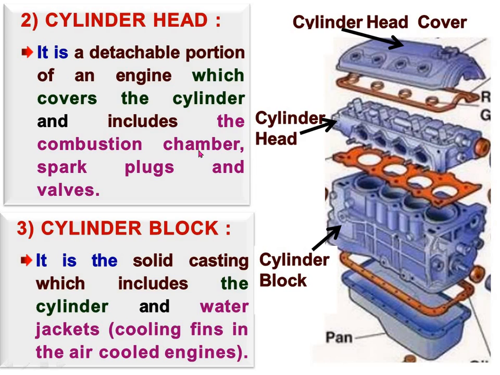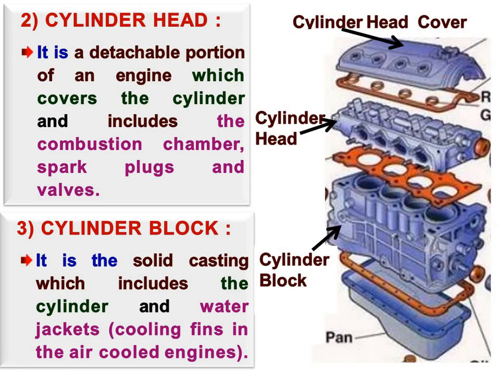Cylinder head covers three things. It covers the combustion chamber. Means, in advance we will see the clearance volume. That clearance volume exists within the cylinder head. That is the combustion chamber, and also there is a spark plug in the two-stroke engine, or we can say petrol engine.